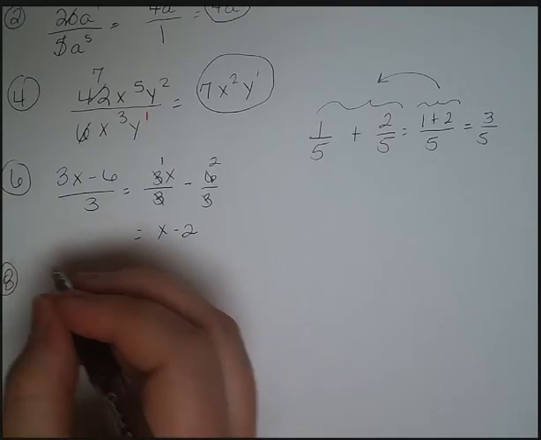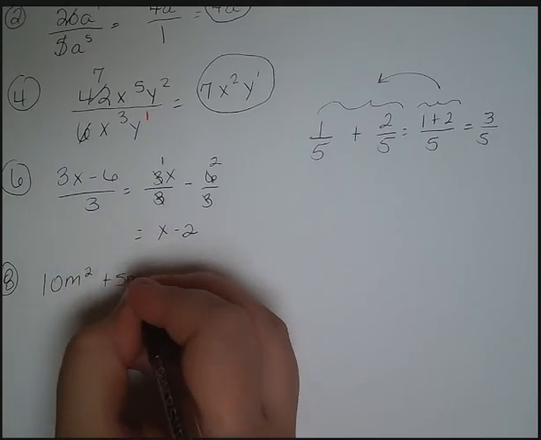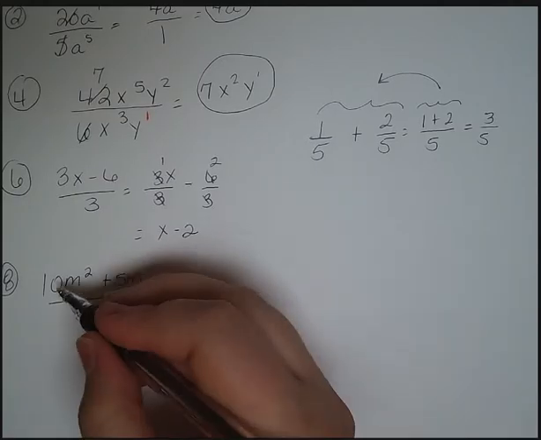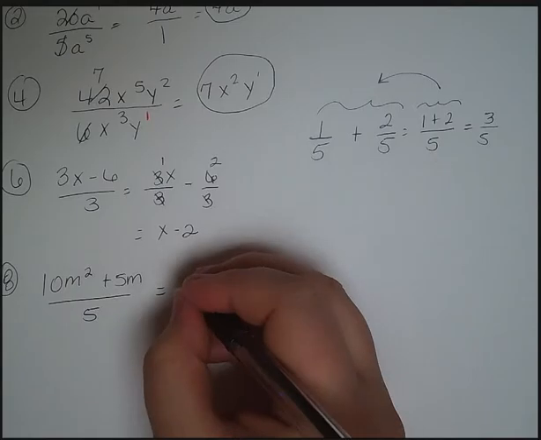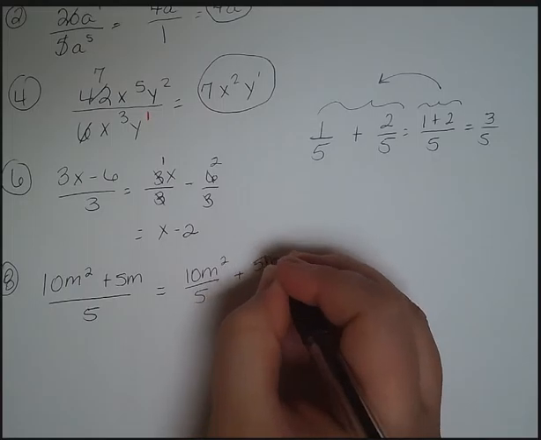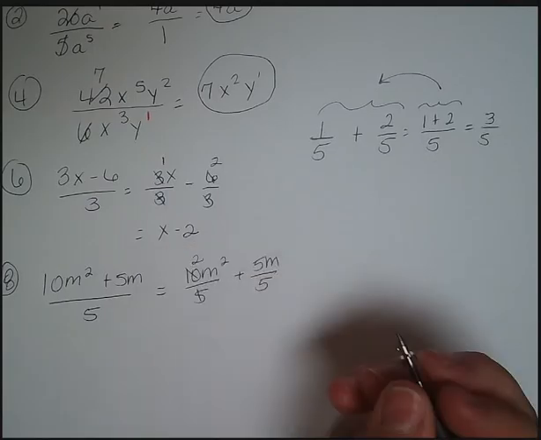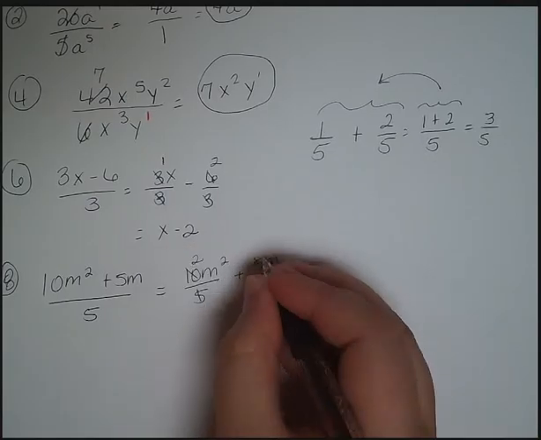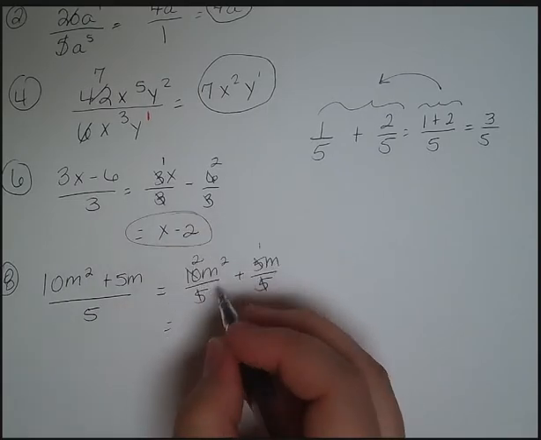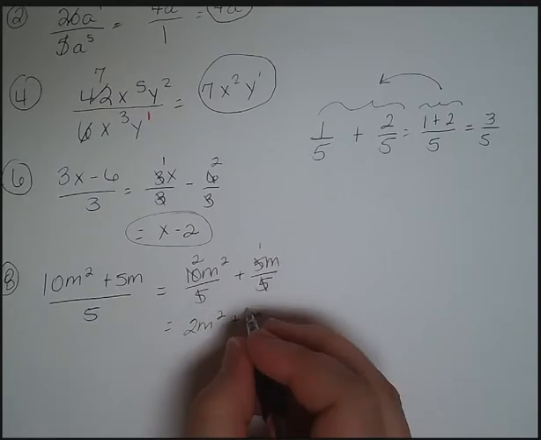Problem number 8, 10m squared plus 5m over 5. So again, we're going to separate it to where we have each numerator over that denominator of 5. So 10m squared over 5 plus 5m over 5. So 5 goes into 10 two times. 5 goes into 5 one time. So that leaves you with 2m squared plus m. You can write the 1 in front of the m if you would like.